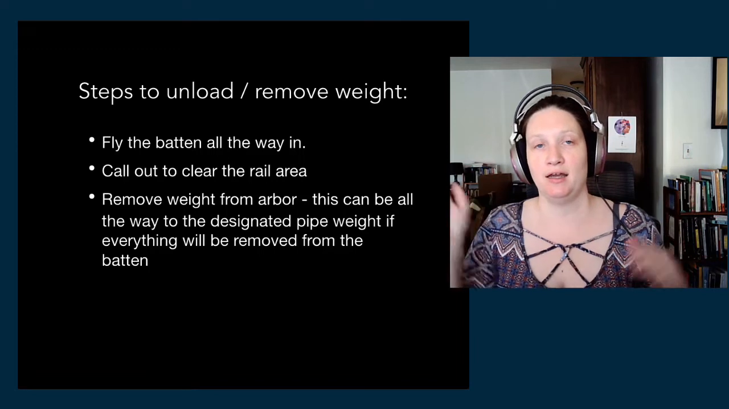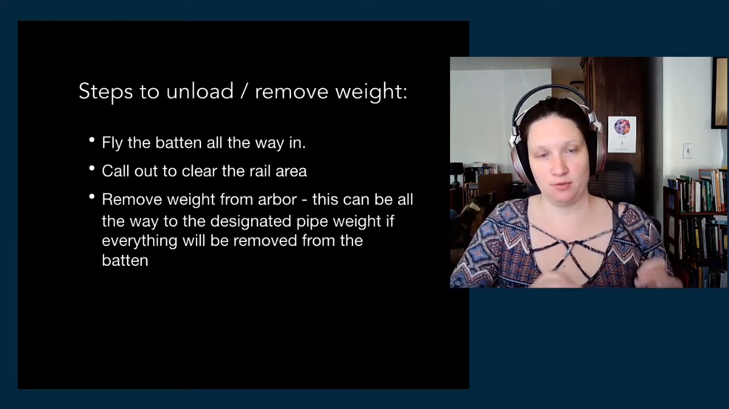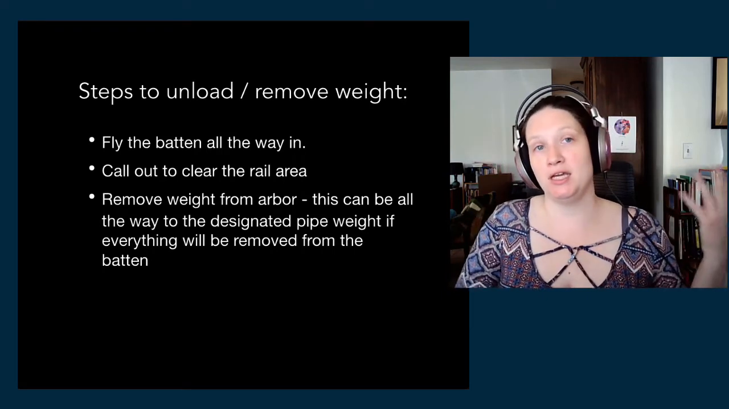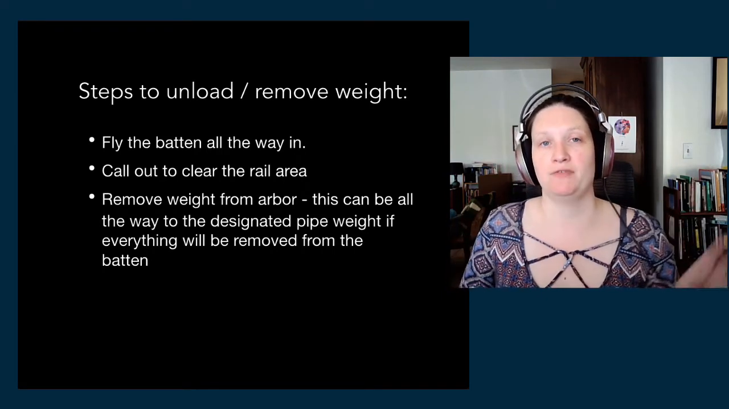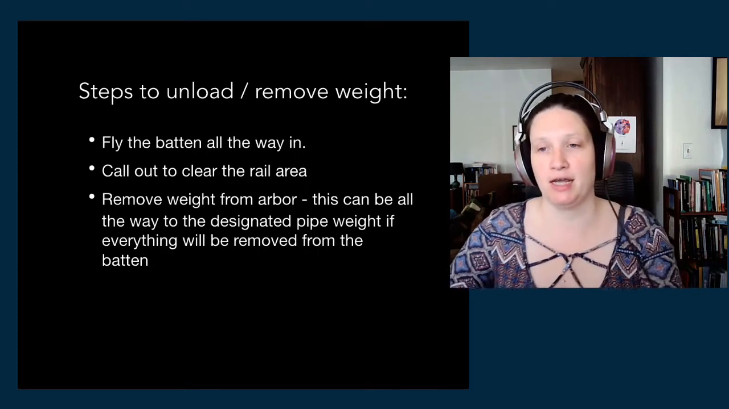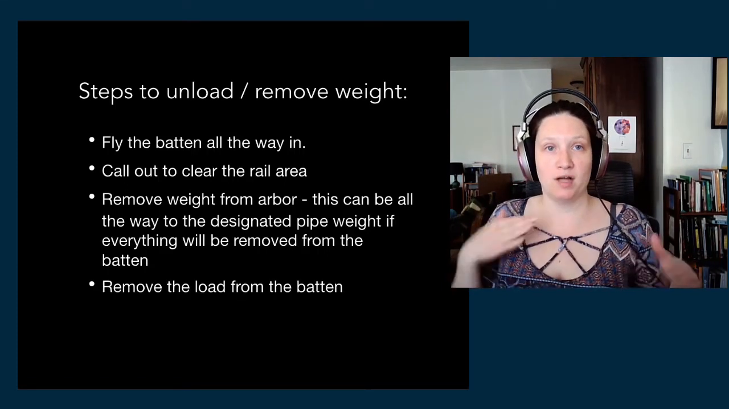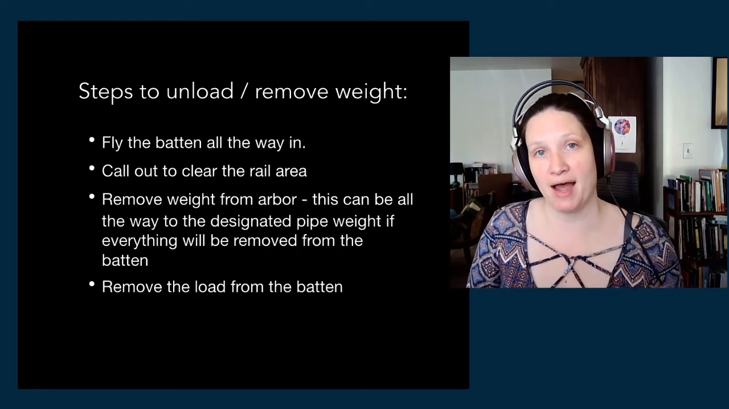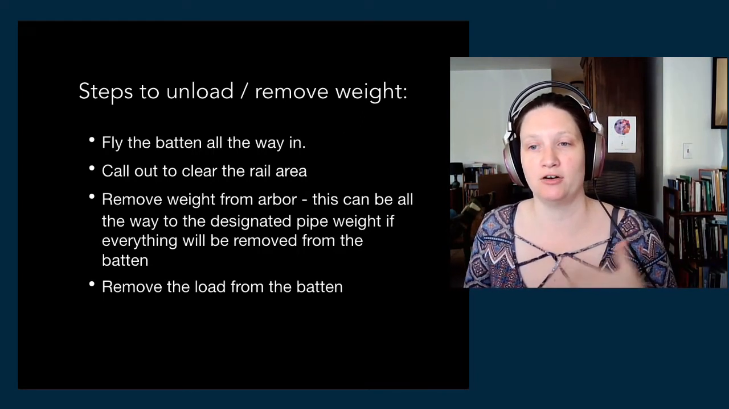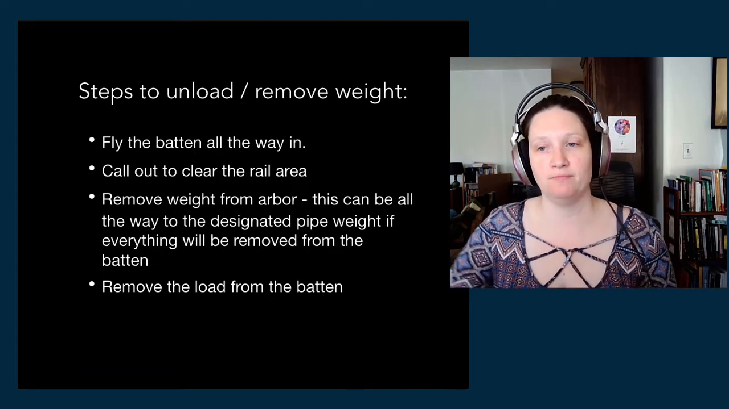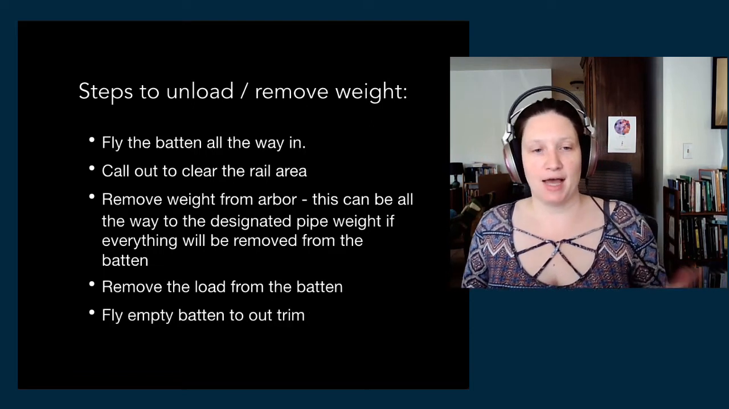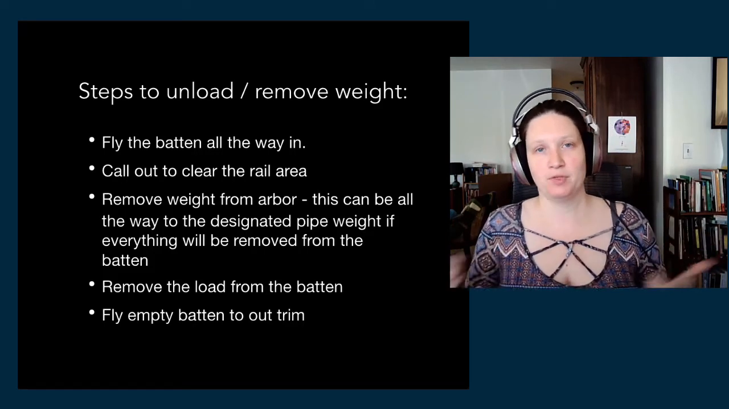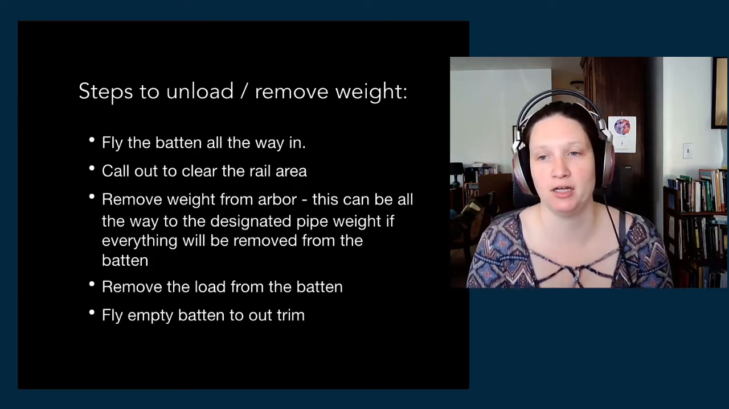So you would just take off every weight until you get to the special colored ones at the bottom. Or it could be up to a certain spacer if some of the equipment is going away and some of it's staying on that pipe. Then once you have removed that weight from the arbor, you can remove the load from the batten. You can take the equipment that has been added or that needs to be removed off of the batten. And then you can fly that empty batten out to trim, or you can do the same test, right? Testing the weight experience, okay?